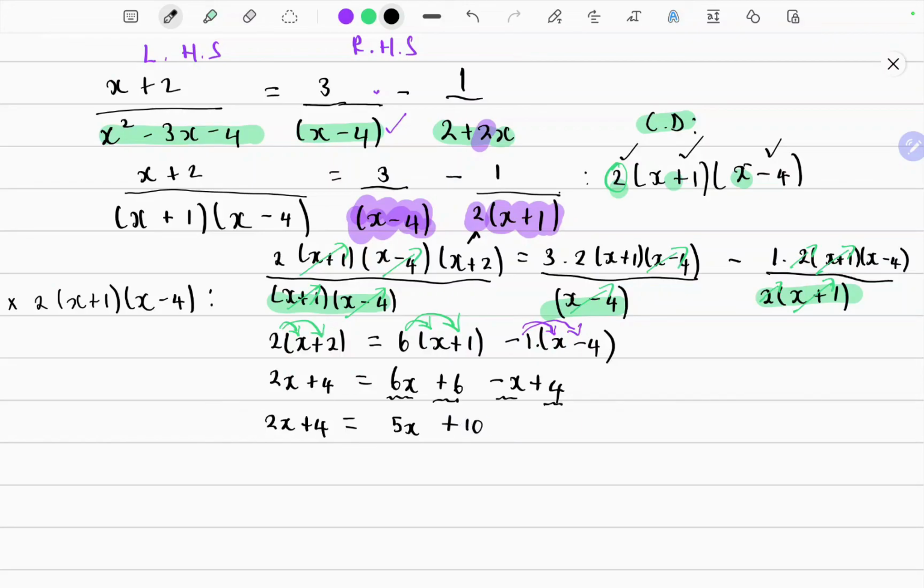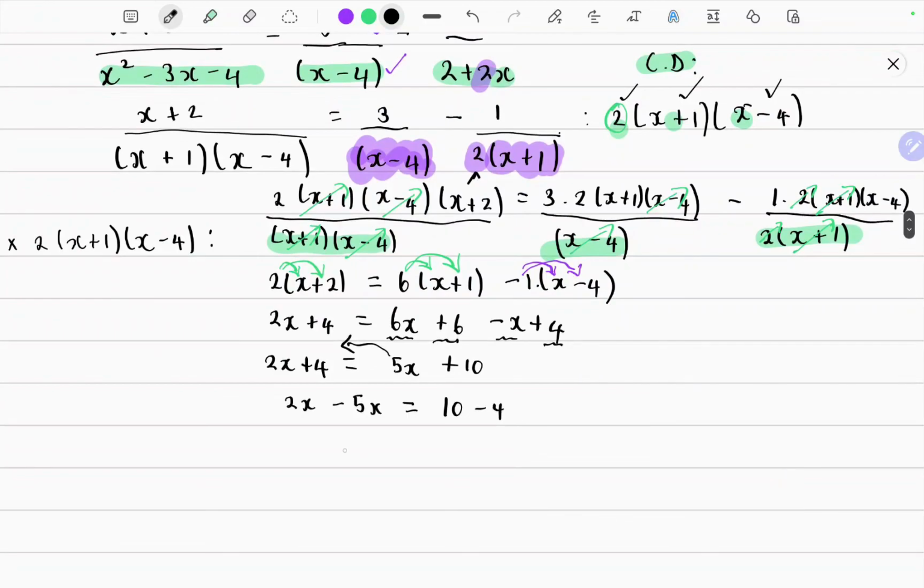So now we can collect like terms. Let's have all the terms containing variables on the left-hand side. So you can take this 5x to the other side. So you'll have 2x minus 5x, and on the right-hand side, you'll have 10 minus 4. So this is minus 3x is equal to 10 minus 4, which is positive 6. Divide both sides by negative 3, and x should give us negative 2. Thanks for watching, guys.